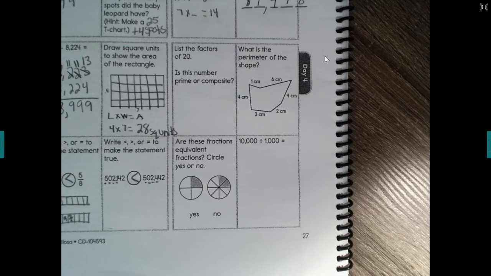It says list the factors of 20. Is the number prime or composite? So remember, factors are two numbers that you multiply together to get a product. And in this case, our product is 20.